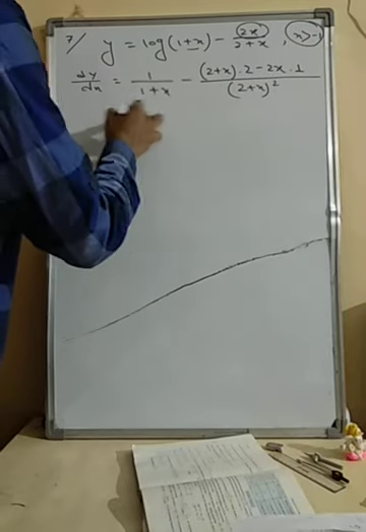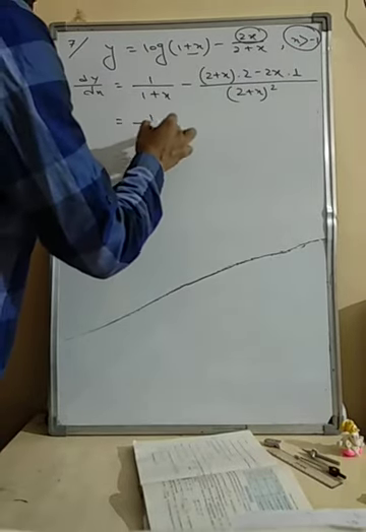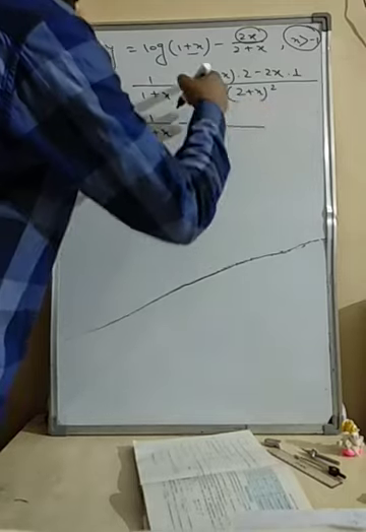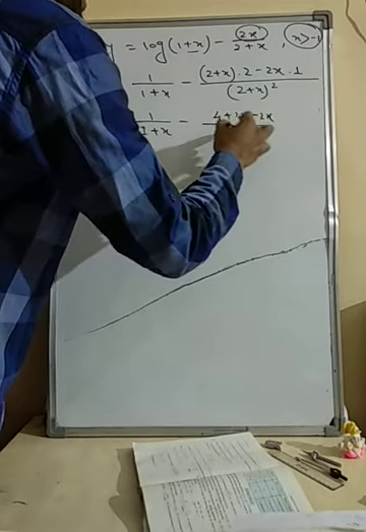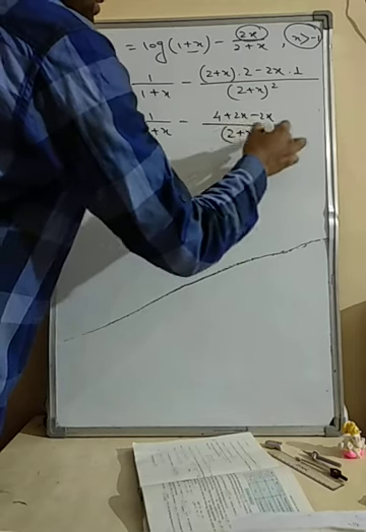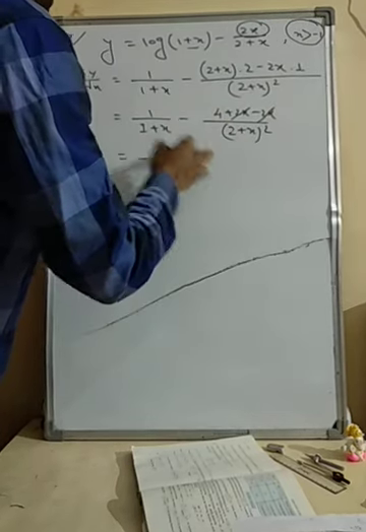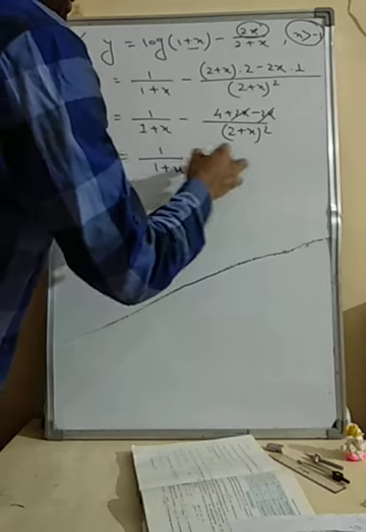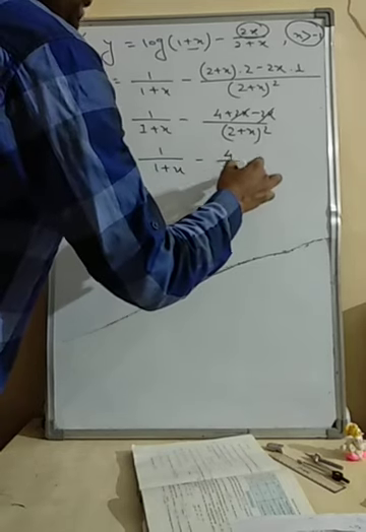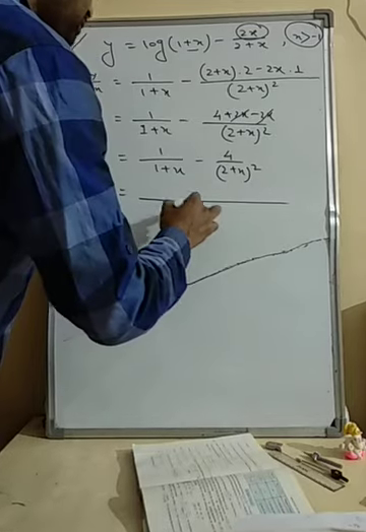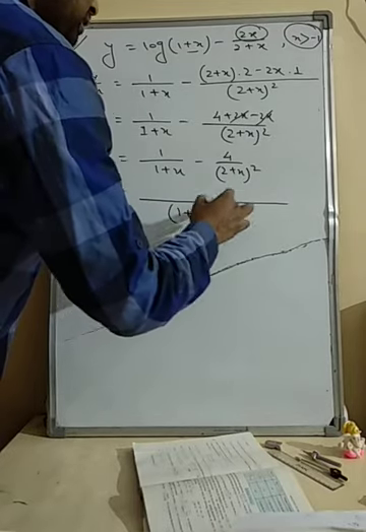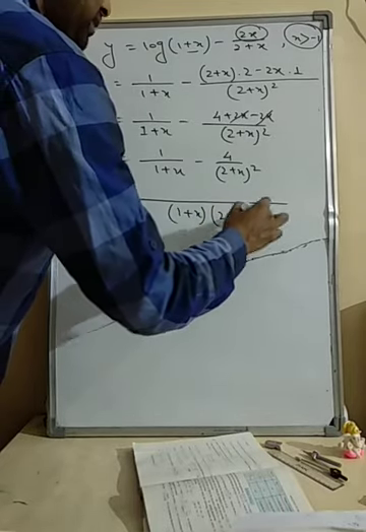So therefore ultimately we will get here: multiply 4 plus 2x minus 2x divided by (2 plus x) whole square. This is cancelled. So it will be 1 by (1 plus x) minus 4 by (2 plus x) whole square. Now take the LCM. It will be (1 plus x) times (2 plus x) whole square as the LCM.